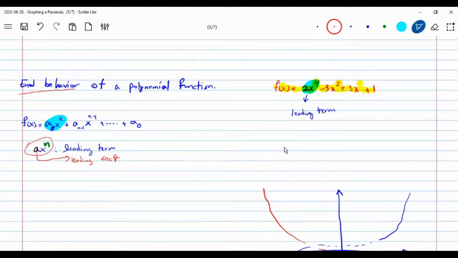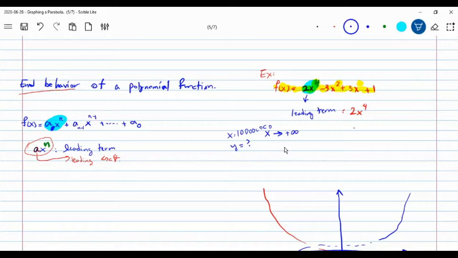I'm going to show you the behavior of the function just based on this example. Let's assume this is our example, and we know the leading term is 2x to the power 4. What does the end behavior mean? The end behavior means as x gets very large, normally written as x approaches infinity. That means x is getting very large, something like 1 million, 1 billion. x is a very large number. What happens to the y value? That would be our question.